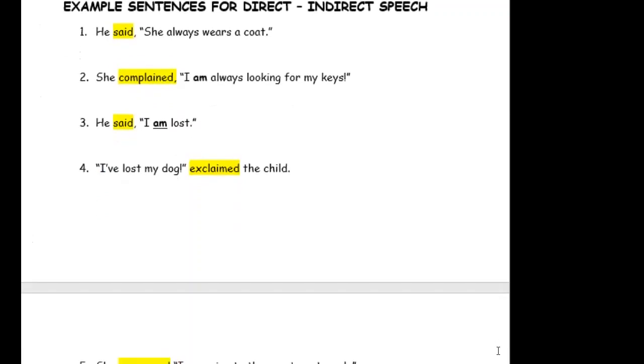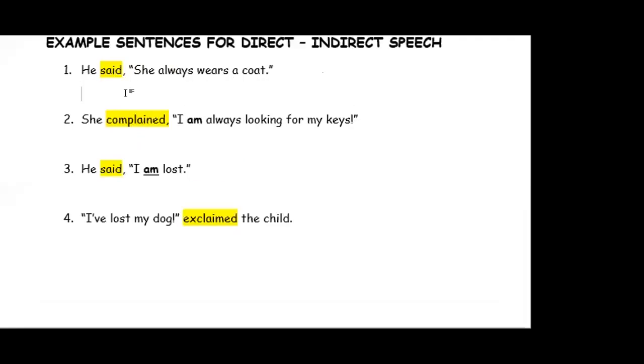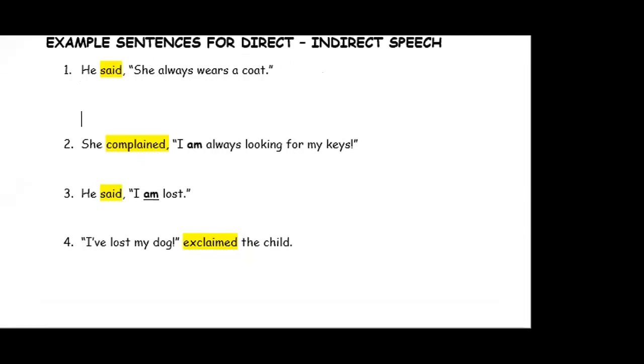So let's do some example sentences together. I'm going to help you guys with the first few, and then you guys are going to get in the group and you're going to be able to help me with the rest, right? Question number 1. He said, she always wears a coat. First thing you need to do when changing from direct to indirect speech, because remember, this is direct speech. And just to recap, direct speech is when you relate what someone has said, but you don't change any of the words that they say. You say it in exactly the same way.